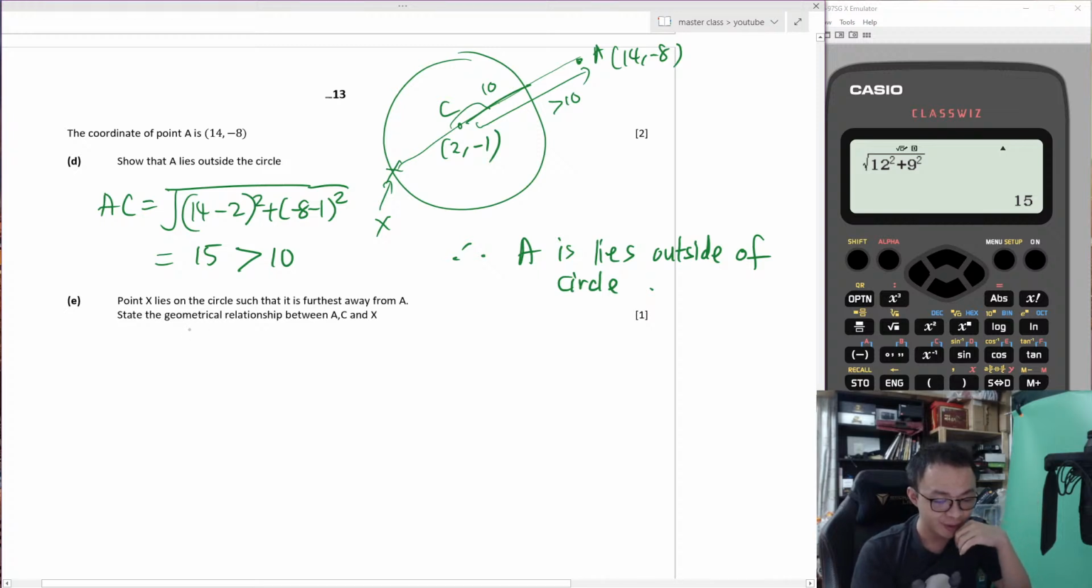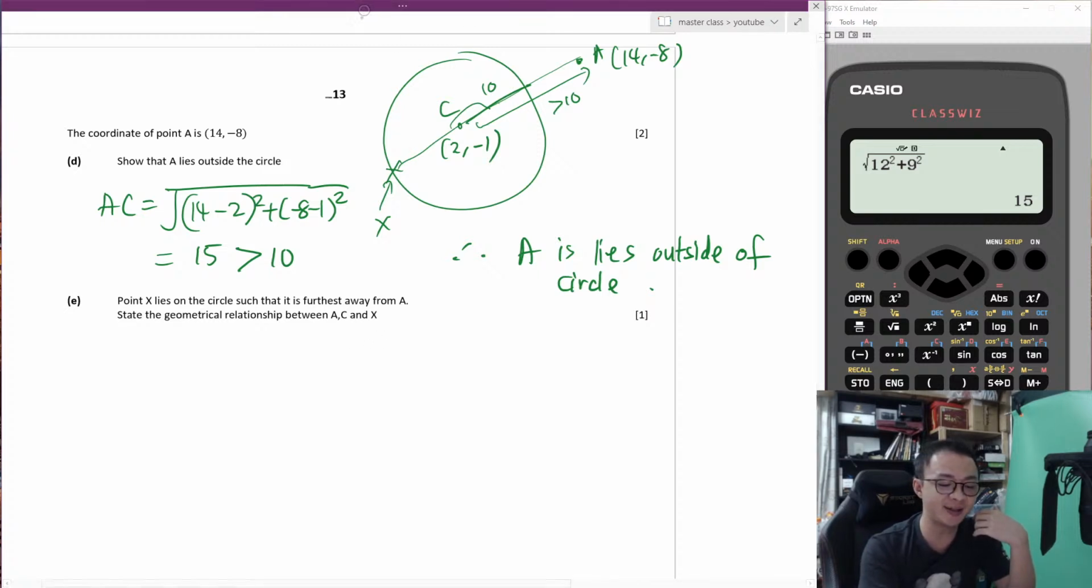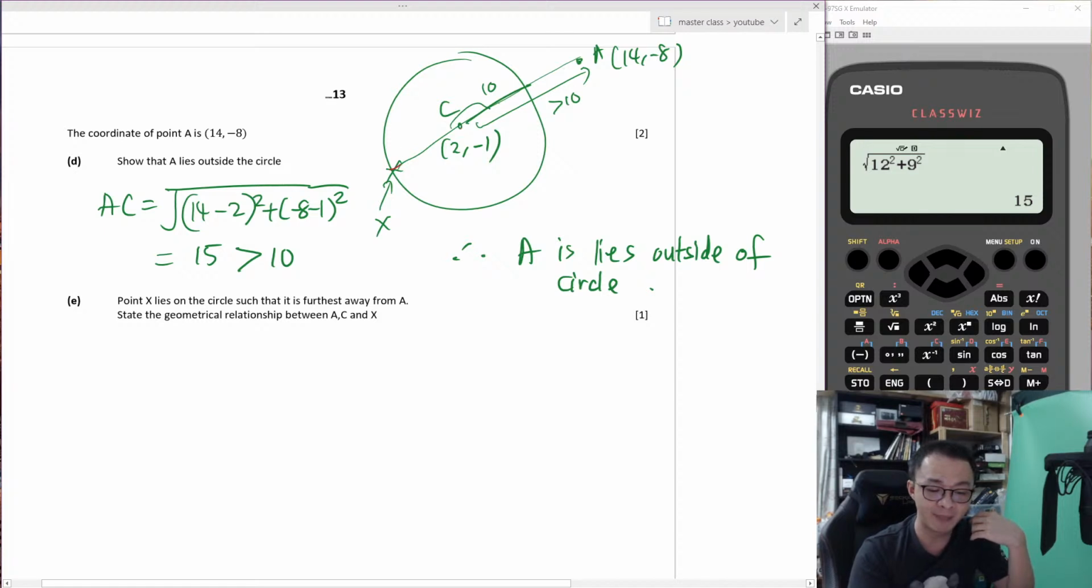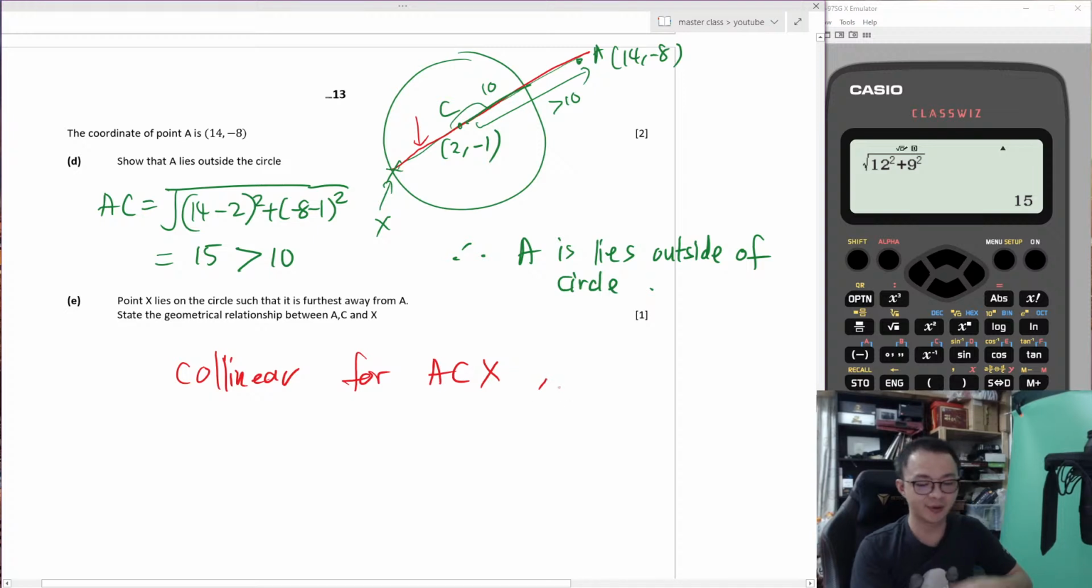So then state the geometry relationship between A, C and X. All the 3 points here must be 180 degrees, so they are actually a straight line. So 3 points share the same line. We call them collinear, for A, C, X. Okay, so yeah, this one is about how to understand it.